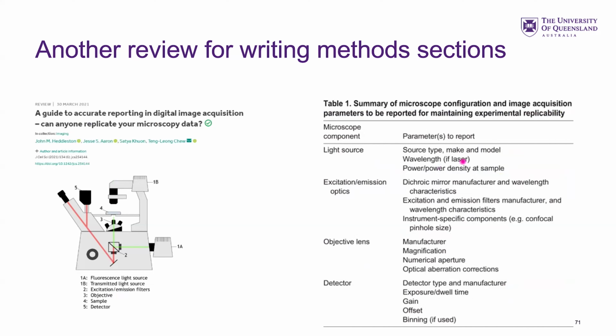But there are still lots of other things that are important, like who was the manufacturer of the objective, what's the magnification, numerical aperture, optical aberration correction. So is it a plan apochromat, is it a C plan apochromat, is it a plan achromat objective? That's important.